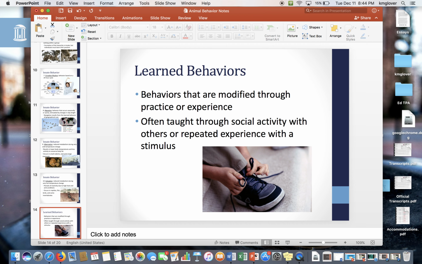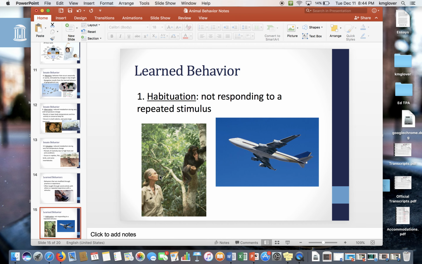But animals also have learned behaviors. So these are behaviors that are modified through experience or you are taught to do them. Okay? So, again, learned behaviors often taught through social activity with others or repeated experience with a stimulus. All right, so let's talk about some learned behaviors that animals have. The first one is habituation. And if you look at the very beginning of this word, habit. All right, so something is a habit. And let me just explain this to you. The definition that we have here is not responding to a repeated stimulus.